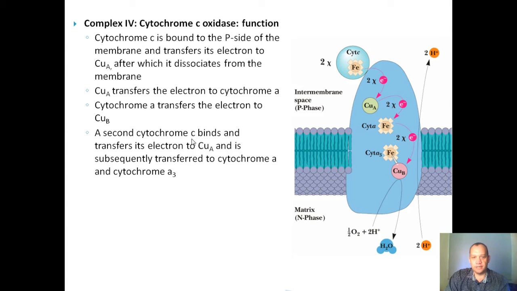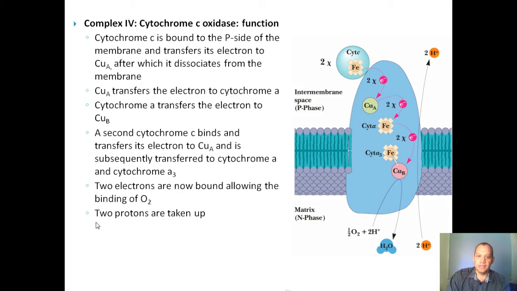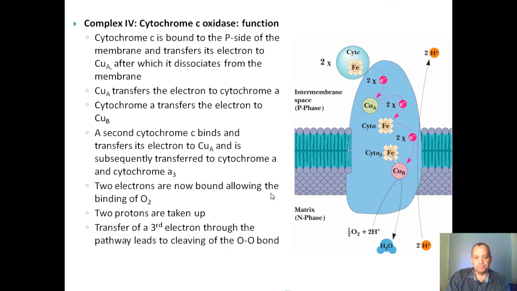and a second cytochrome C now binds on the P side of the complex and transfers its electron to copper A. And that is then subsequently transferred to cytochrome A and cytochrome A3. 2 electrons are now bound at this site, and that allows at this point the binding of molecular oxygen. So we actually need 2 electrons to be transferred through this pathway before molecular oxygen can actually bind to the complex. And 2 protons are also taken up from the matrix side.